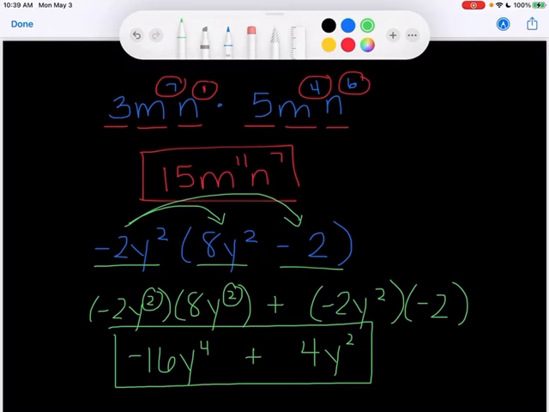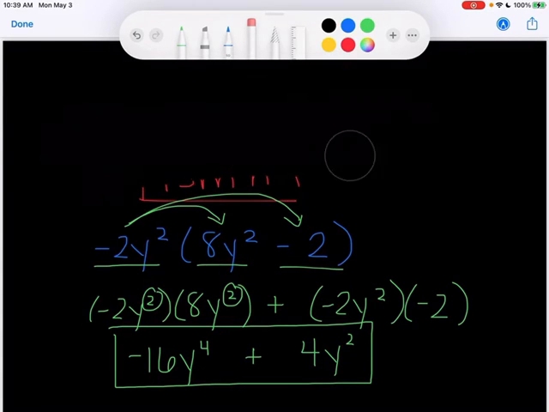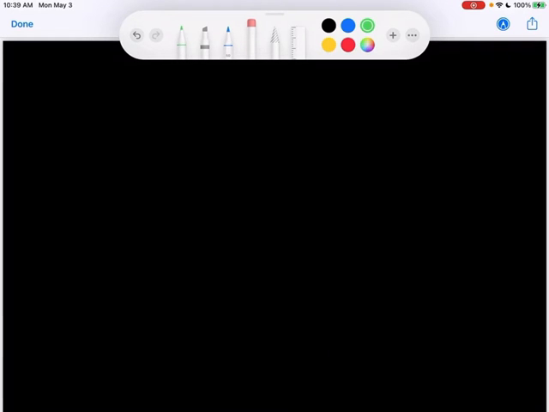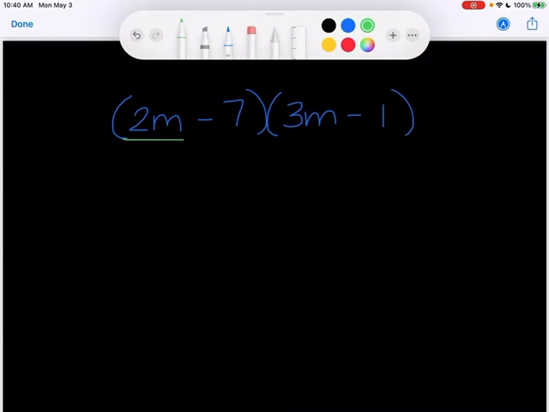All right, and it can get a little bit more complicated than this. You could have a binomial times a binomial, or you could have a binomial times a trinomial. But the distributive property still holds true for all of these. For example, let's say I have 2m minus 7 times 3m minus 1. That means I need to multiply everything in here. So I need to multiply the 2m by both the 3m and the negative 1. And I need to multiply this negative 7 by both the 3m and the negative 1. We're multiplying everything together here.